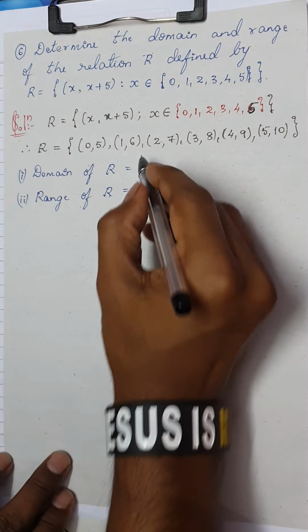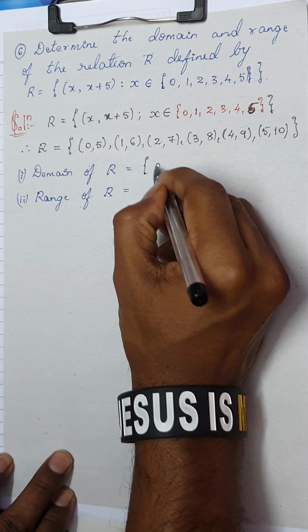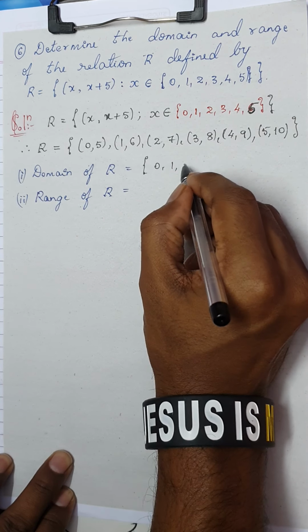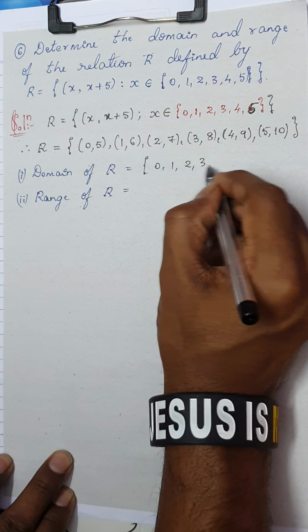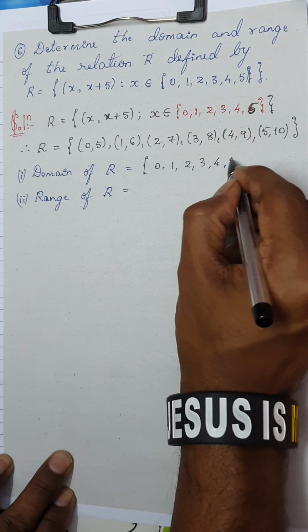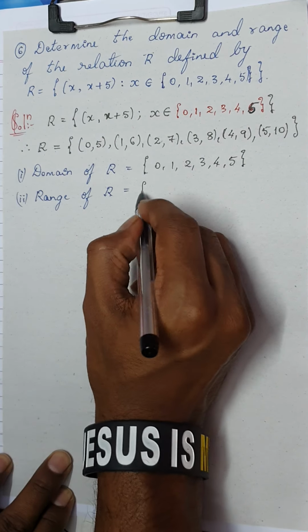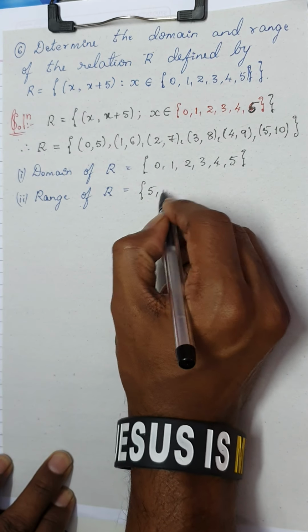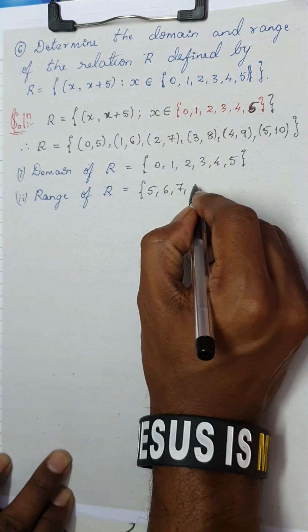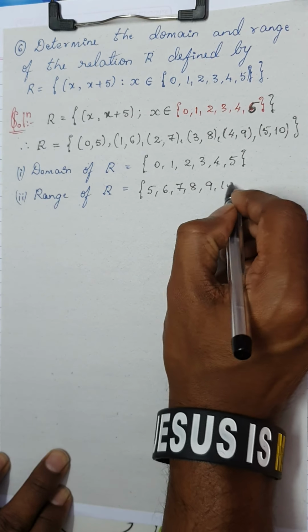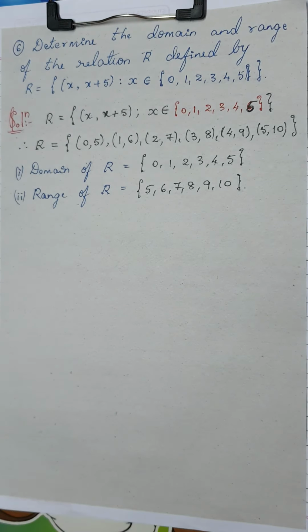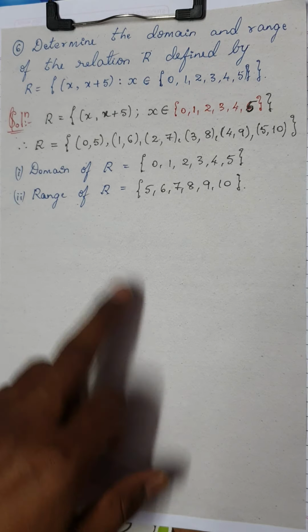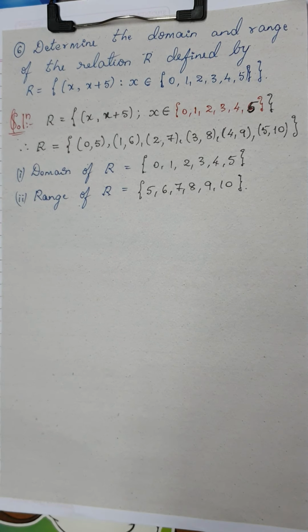So domain is nothing but the set of all first elements. So it is 0, 1, 2, 3, 4 and 5. Range is all the second elements in the ordered pair. So it is 5, 6, 7, 8, 9 and 10. This completes the solution for the given question. That's it. It's a very simple question.